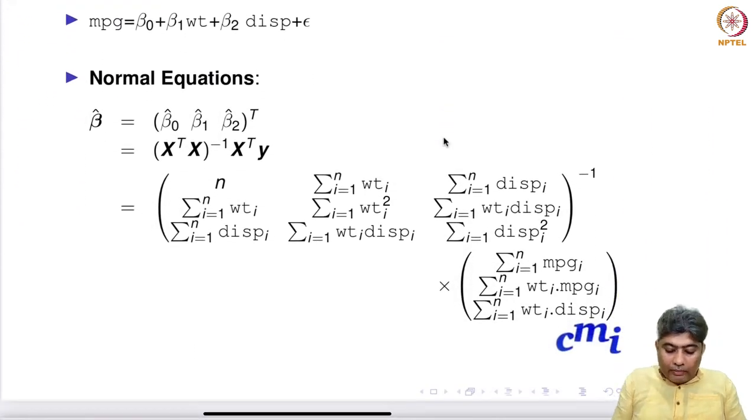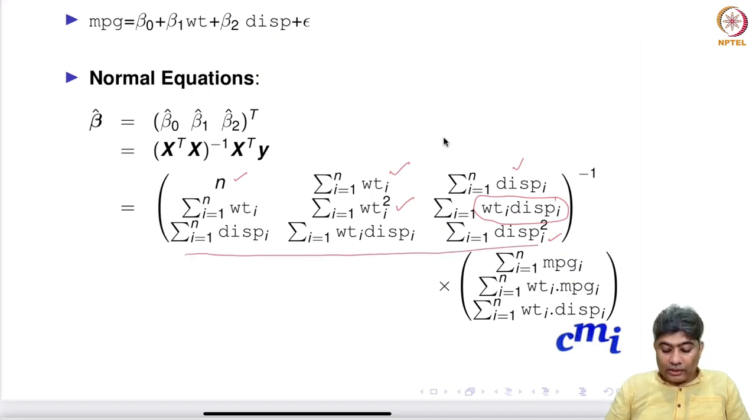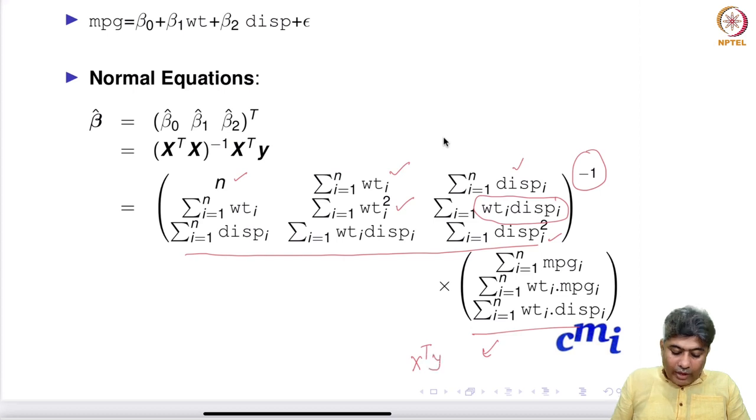It is slightly cumbersome, but we can figure it out. So you can see the first will be n, second will be the summation of weight, third will be the summation of displacement, then again the weight square and displacement square, and this will be the cross product of weight and displacement. So this matrix is X transpose X, you have to take the inverse of that, and this matrix is your X transpose Y.